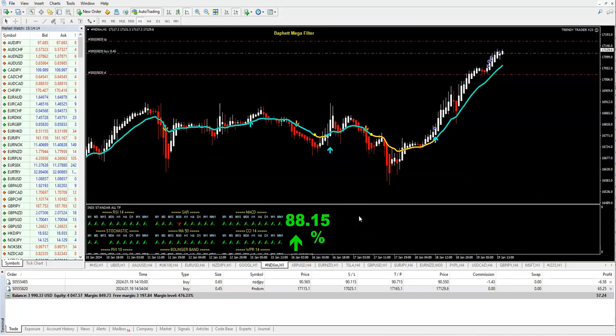So this is also an indicator, and this is also an expert advisor. So always you have indicator plus trader. So many of these systems are here.